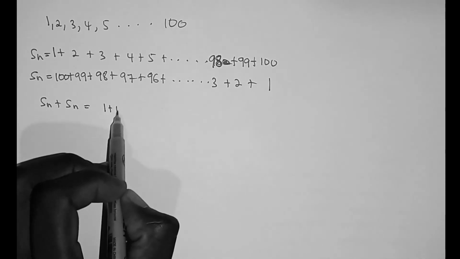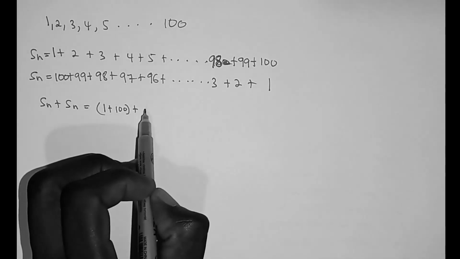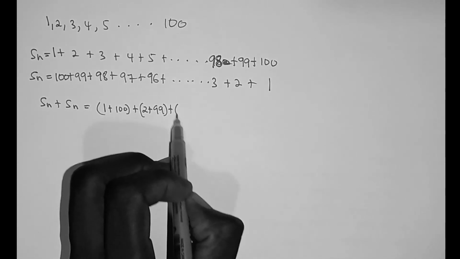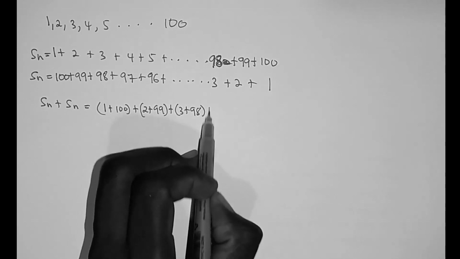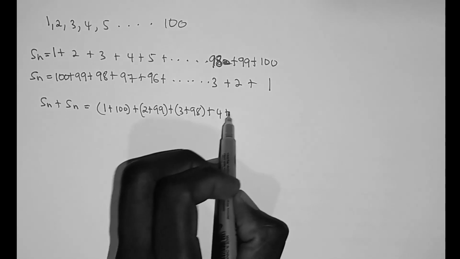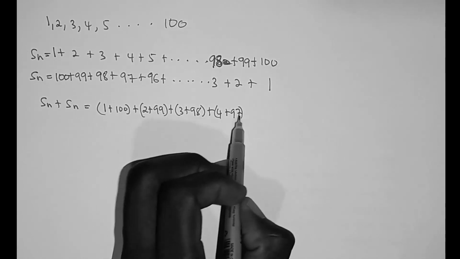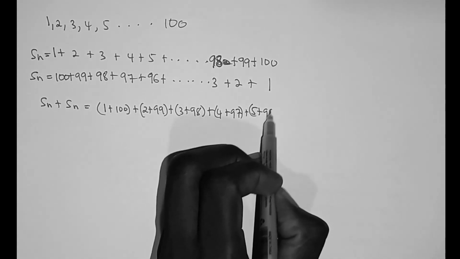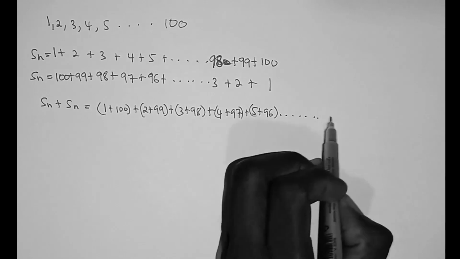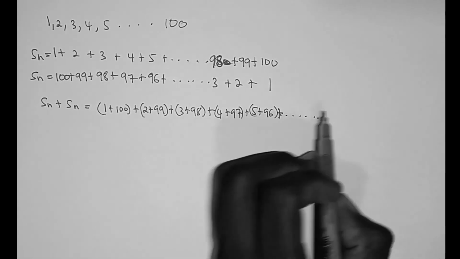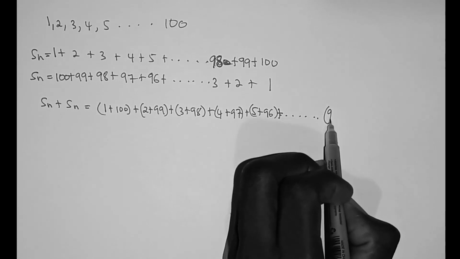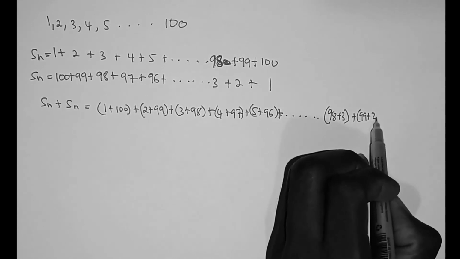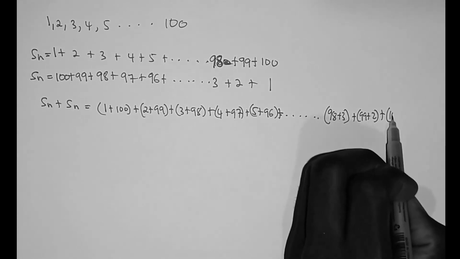So it becomes Sn plus Sn is equal to 1 plus 100 plus 2 plus 99 plus 3 plus 98 plus 4 plus 97, then plus this term, which is 5 plus 96, up to, plus into bracket 98 plus 3, and plus 99 plus 2, and plus 100 plus 1.